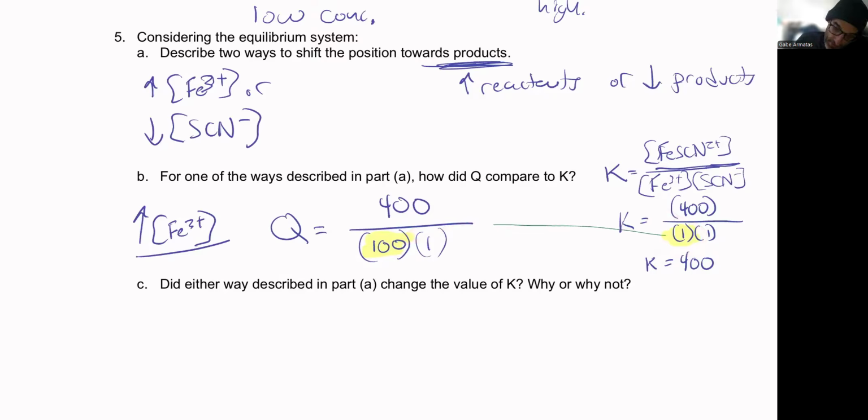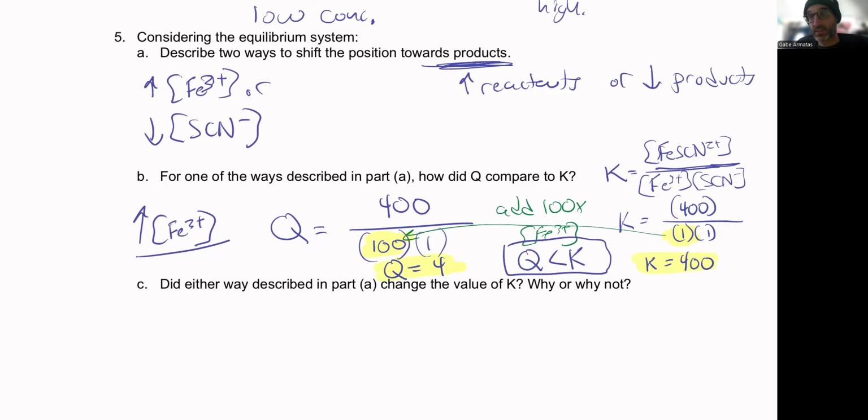I end up adding 100 times the concentration of iron. I've increased the iron substantially. Well, if I do this math, my Q value is equal to 4. My K is equal to 400. It's going to shift back towards equilibrium. In this case, Q is less than K. That is ultimately what the question is asking. Q is less than K, which makes complete sense. That's exactly what it's supposed to look like.